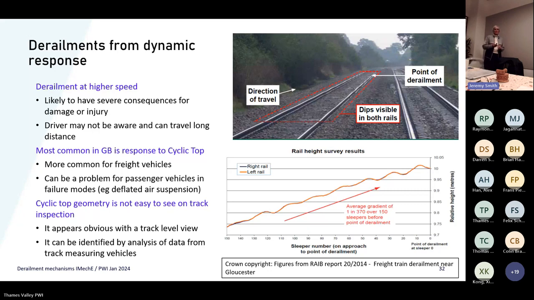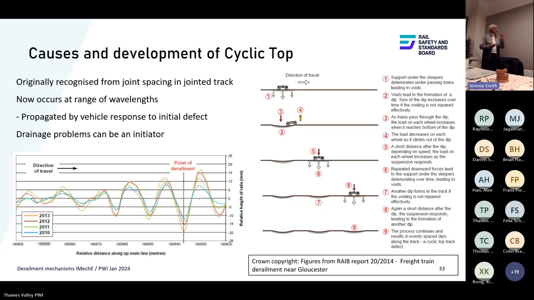It's not so much related to track joints anymore. And some of it, we'll come onto this on the next slide, is actually put in by the vehicles that then respond to it. So it's self-inflicted. It can be identified by analysis of data from track measuring cars. Network Rail have a very good way of doing that. But I'll come back to that.